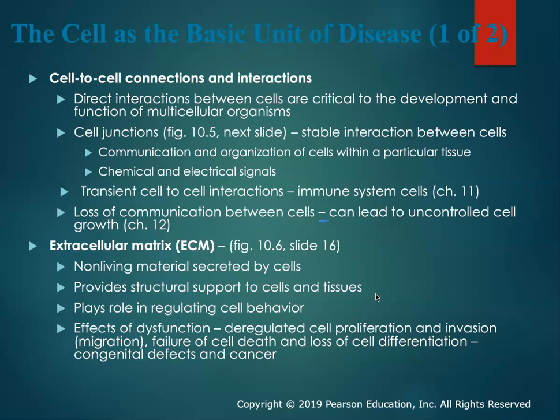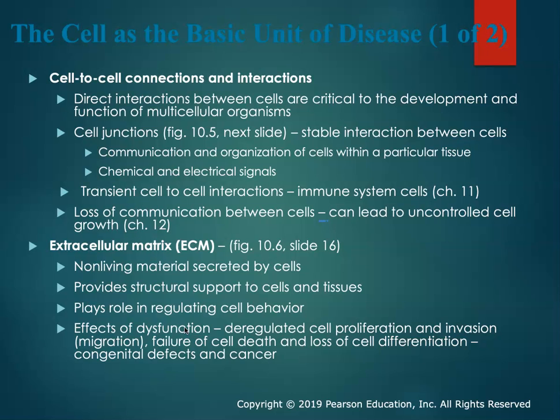So if you think about bone as being a really hard and structured type of tissue, it has a really strong extracellular matrix. Blood, on the other hand, is a more fluid extracellular matrix. Even though the extracellular matrix is outside of the cell, and it itself is non-living, it still plays a role in regulating cell behavior. So what happens if there is some sort of protein that's altered, that's part of the extracellular matrix, or some other dysfunction? It can lead to deregulated cell proliferation and invasion.